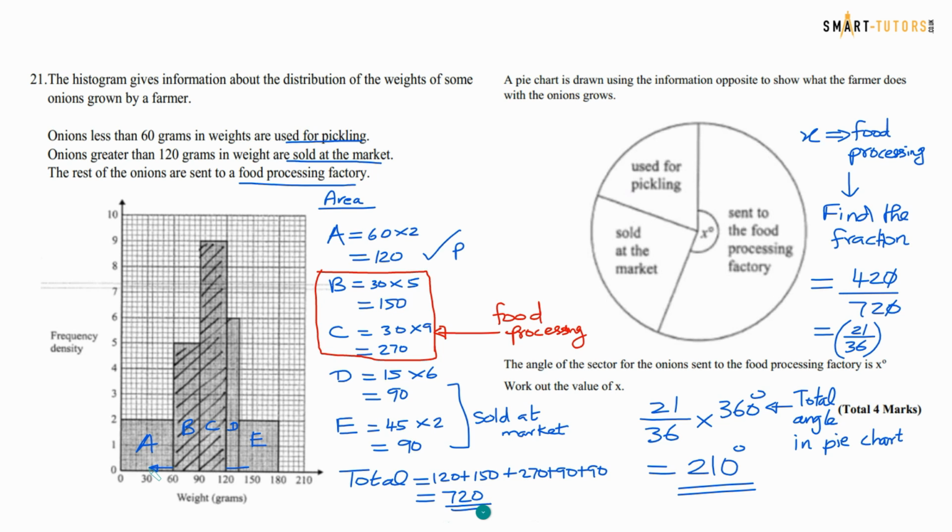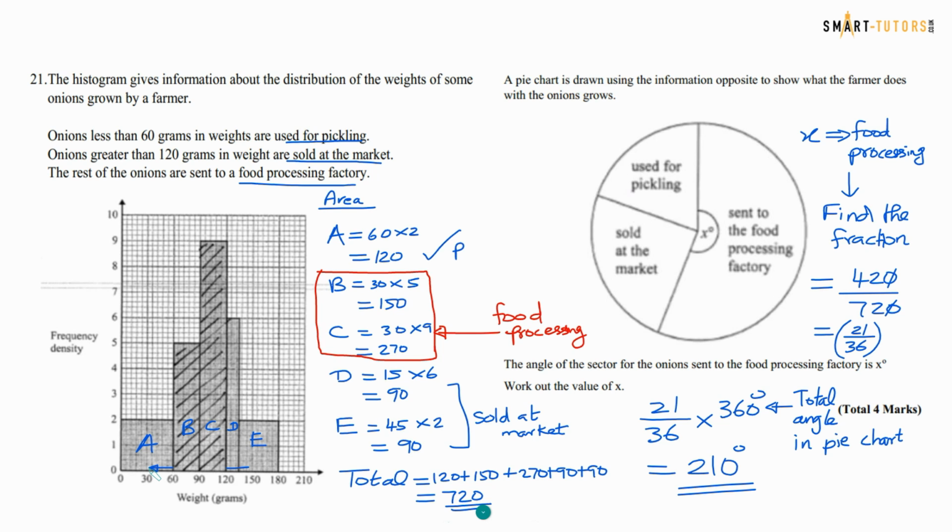Now they're asking: a pie chart is drawn using the information opposite to show what the farmer does with the onions grown. So the pie chart shows all three sections, right? The angle of the sector for onions sent to the food processing is x. The total angle is 360 degrees in a pie chart. So for this x degrees, we need to find the fraction that belongs to that.